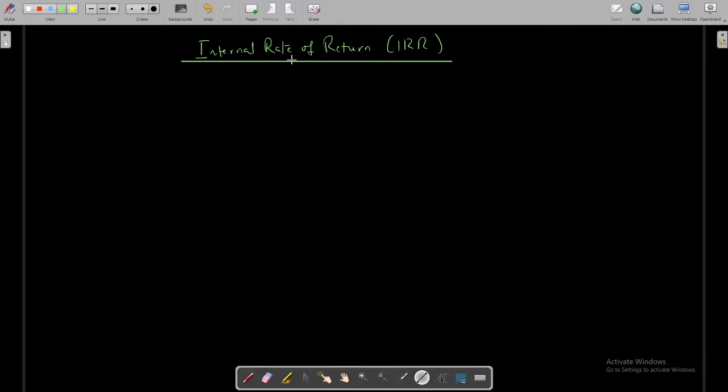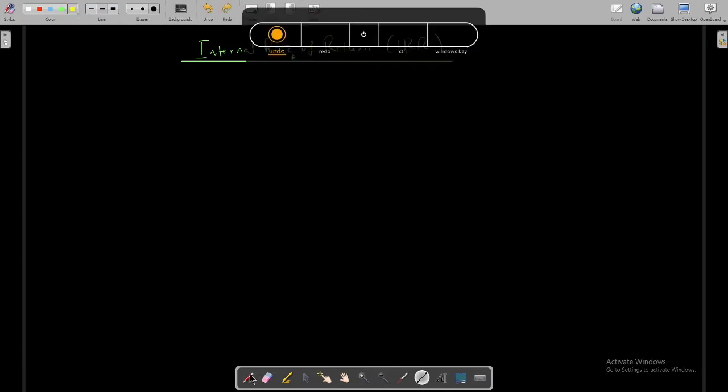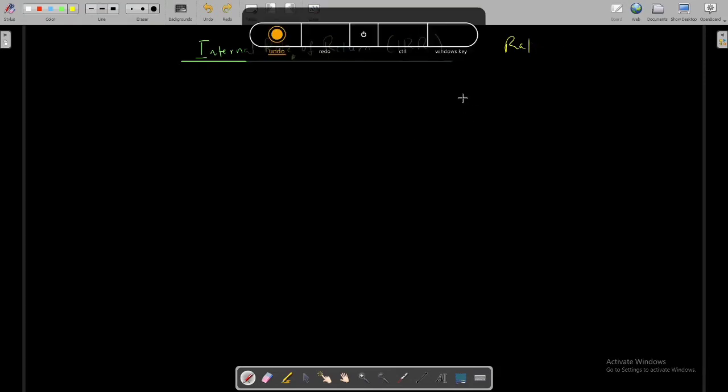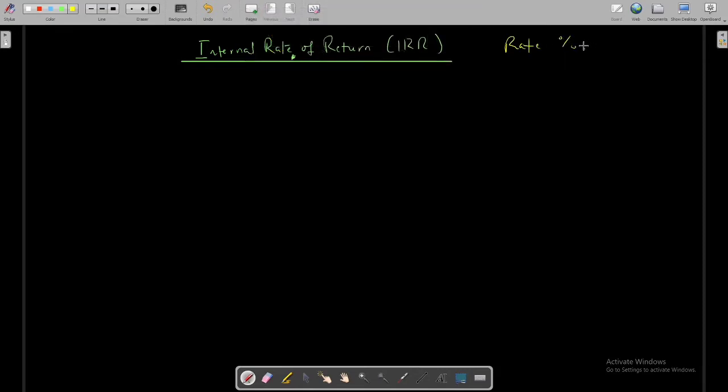So it's basically a rate when applied to a project. When I say a rate, the rate is a percentage. So a rate is a percentage, and this percentage, when applied to a project, should make the NPV equal to 0.